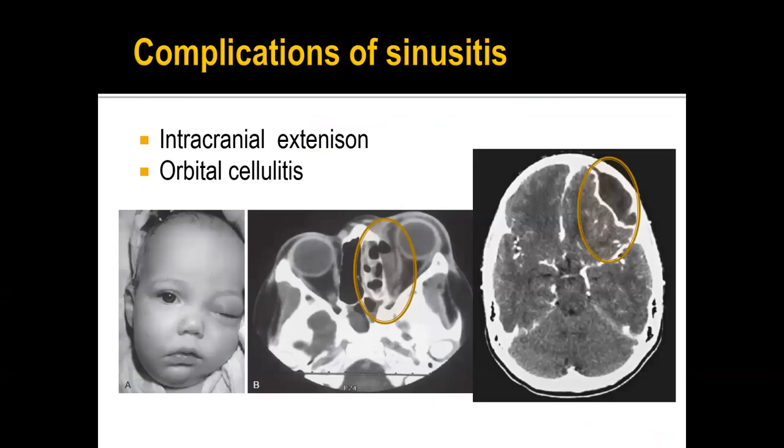So the complications of sinusitis can extend to either the brain or the orbit. Here we can see an intraorbital extension showing air and fluid levels, and intracranial extension causing subdural empyema. So we should be watchful of these complications.